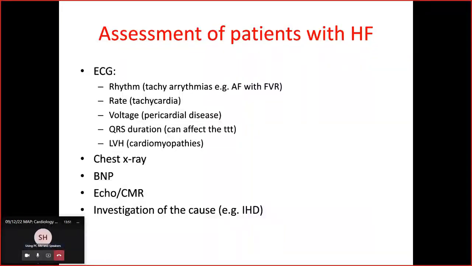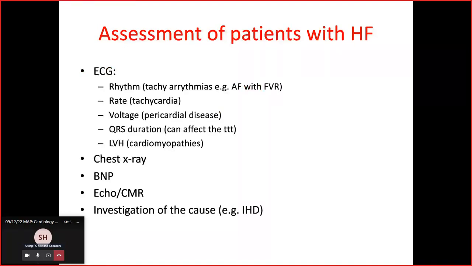Investigation: we are doing an ECG to check the rhythm. As we mentioned, tachyarrhythmia, especially AF with fast ventricular response, can precipitate or worsen heart failure. We are looking for the rate because tachycardia can also worsen the symptoms of heart failure. We are looking for the voltage as a predictor of pericardial disease.